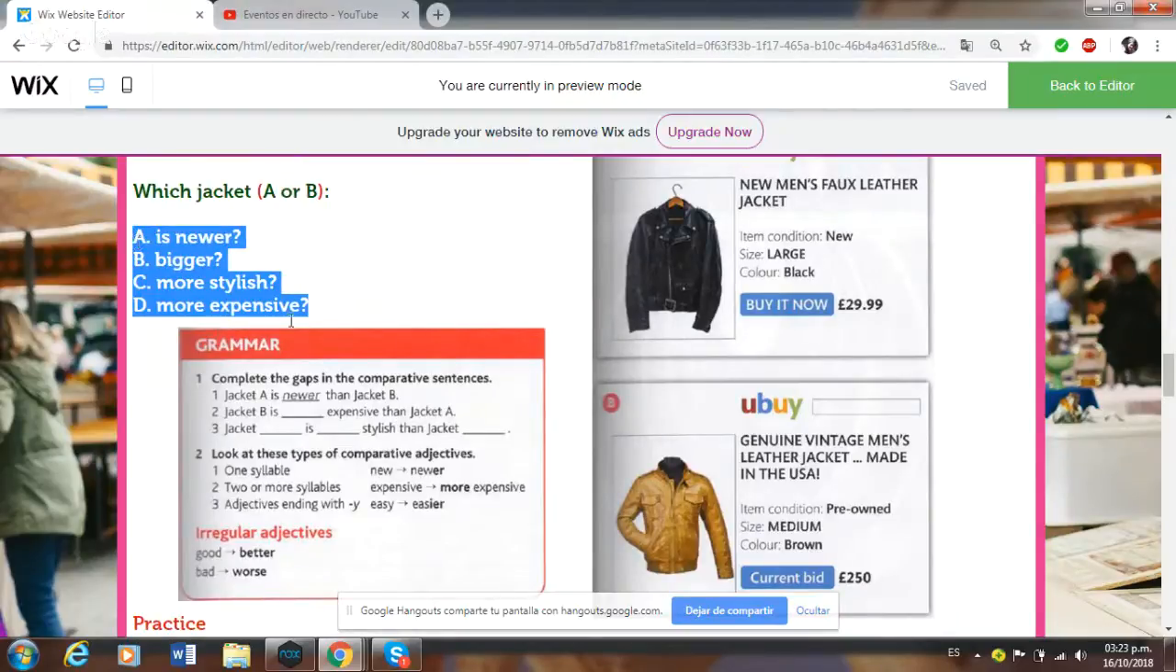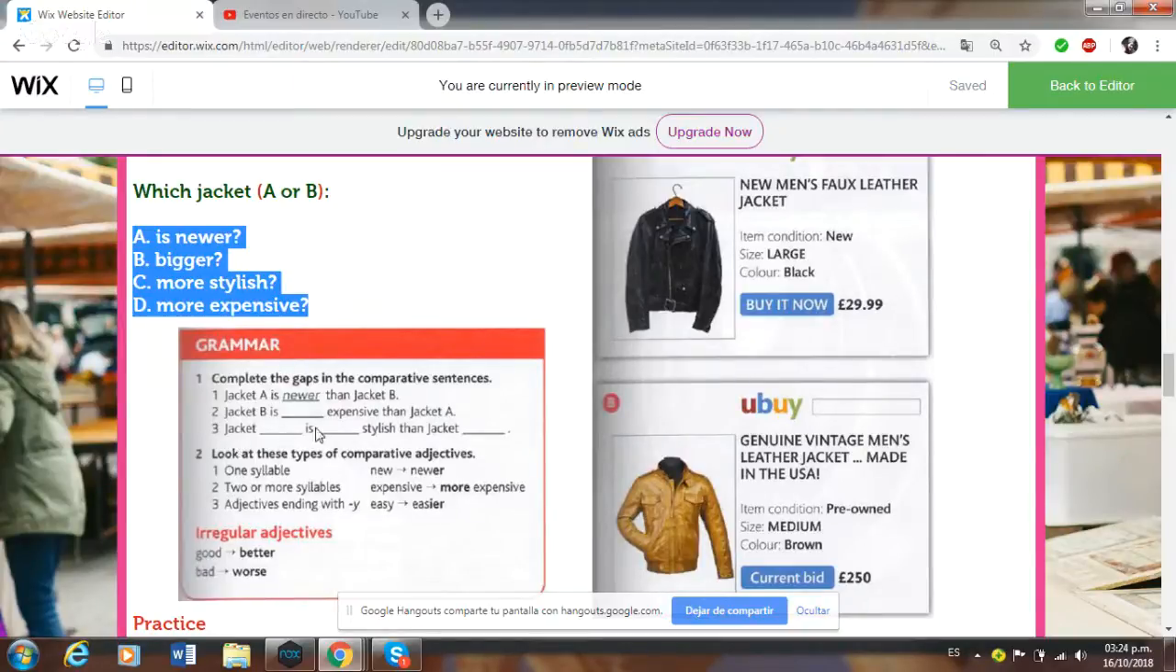Now you need to complete these phrases. Yes, as you can see here, we say grammar. You need to complete the sentences with the correct comparative form, no? Here, for example, jacket A is newer than jacket B, no? There is an example, no? Taking into account these photos. And B, jacket B is, what do you think? What is the missing word here in the blank space? What do you think? Okay, with the comparative form, no?